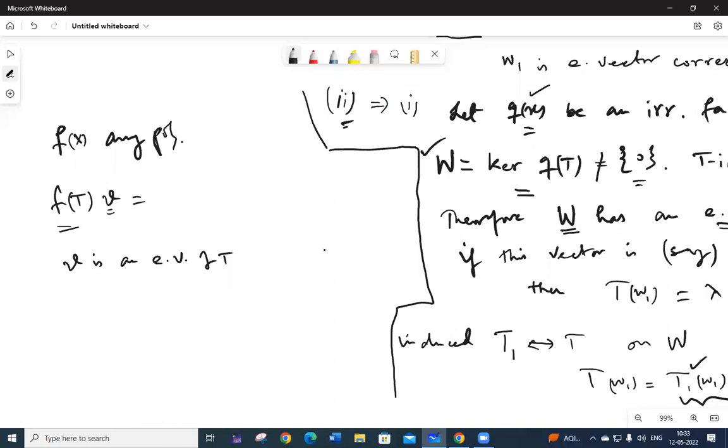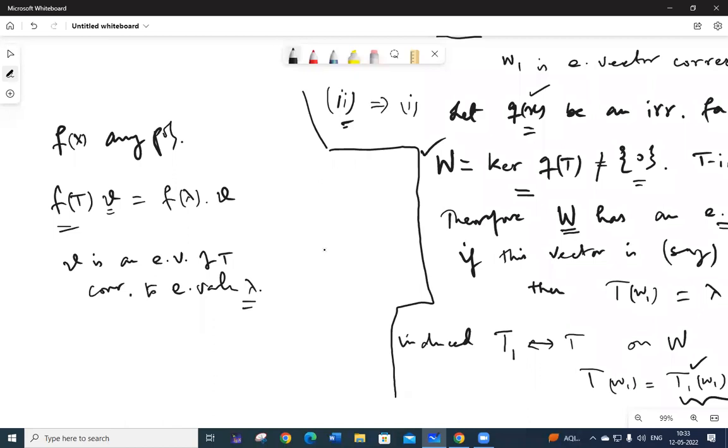What does that mean? It will be just an eigenvector of T also. No, this is f of lambda into V, where V is an eigenvector of T corresponding to eigenvalue lambda. Okay. Right?